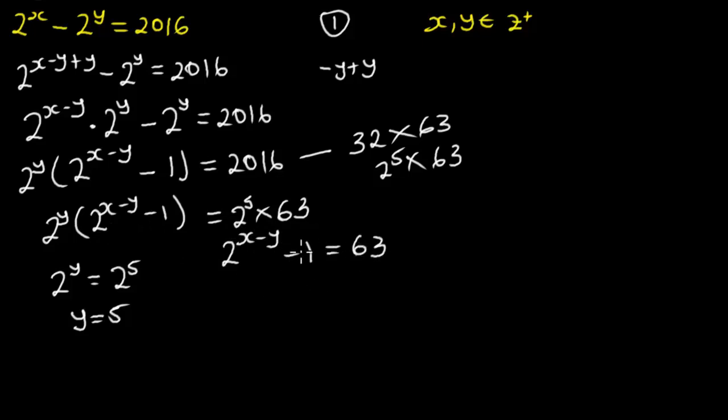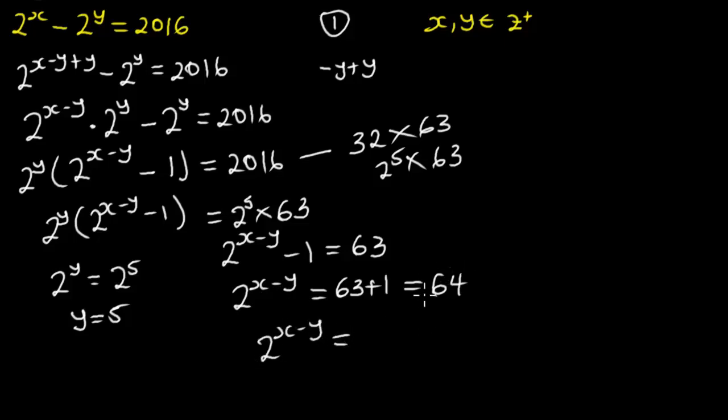So let's send negative 1 to the right hand side. Doing that, you're going to have 2 exponent x minus y is equal to 63 plus 1, which is 64. So 2 exponent x minus y will be equal to 64, which can also be written as 2 exponent 6. Again, we have the same bases over here, so we are going to equate the exponents. When we do that, you are going to have x minus y equal to 6.